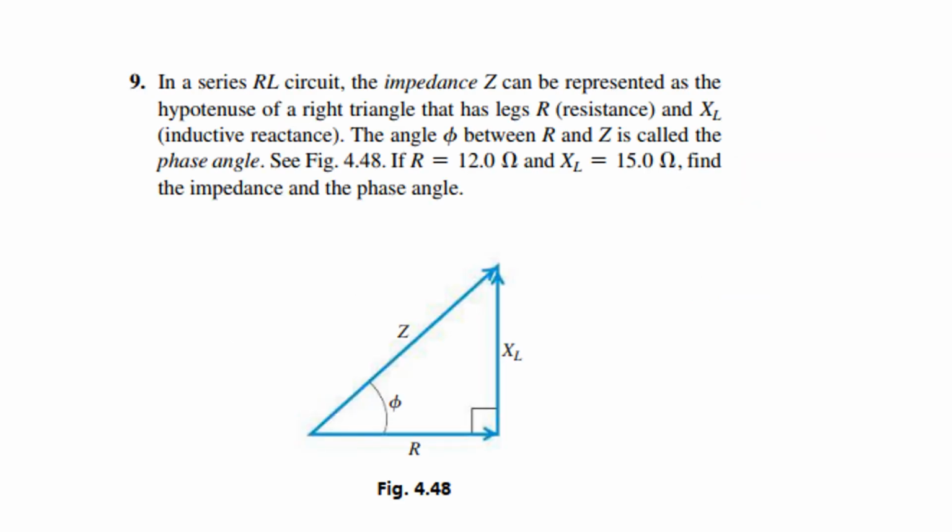Here's problem 9. In a series RL circuit, that means a resistance inductance circuit, the impedance Z can be represented as the hypotenuse of a right triangle that has legs resistance R and X sub L, which is called inductive reactance. The angle theta between R and Z is called the phase angle. And so this is asking you to find the impedance and the phase angle. So you have to find what is Z and what is the phase angle.